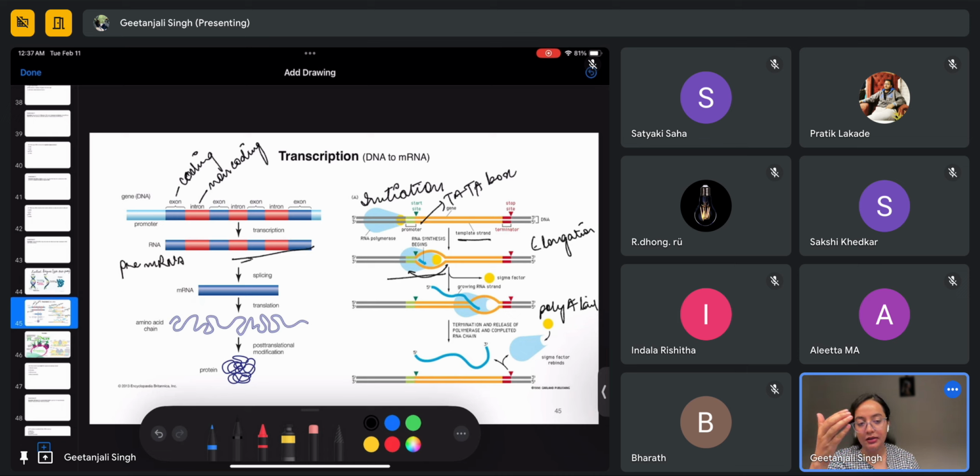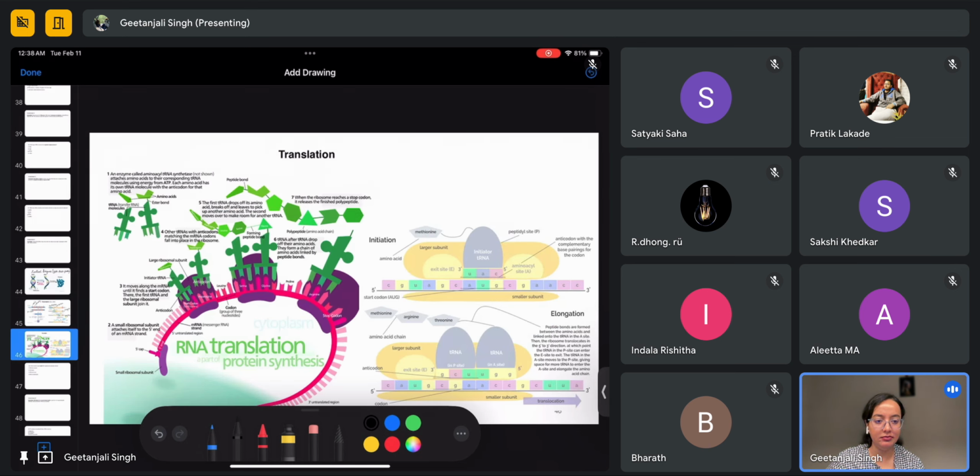After this step, it goes on to what is called splicing, where the introns are removed. You can see they are removed, and then we get processed mRNA, which is ready to be translated. This has only the sequencing units, and that's called mRNA. Now this mRNA is ready to code for protein and go make proteins.